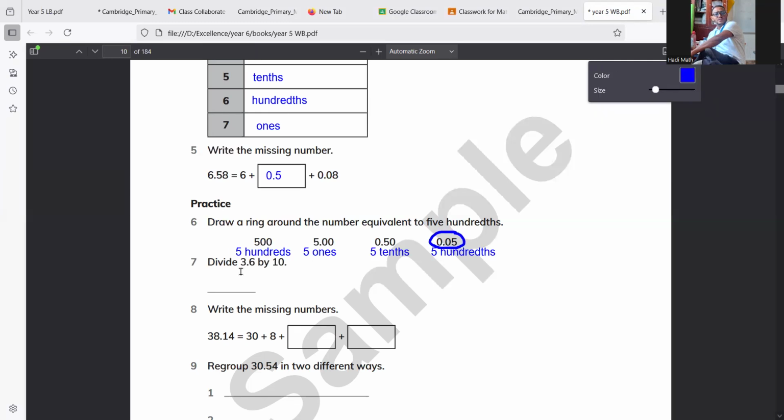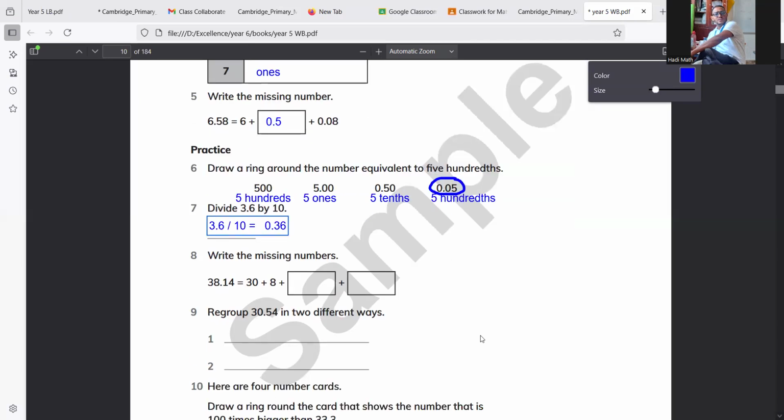Here they ask you, say divide 3.6 by 10. It is 3.6, and they ask you to divide it by 10. When we divide by 10 and we have a decimal point, we move the decimal point one place to the left. It is 3.6. This decimal point, you take it from here, you go one place to the left, and then you put the decimal point. It's going to be what? 0.36.